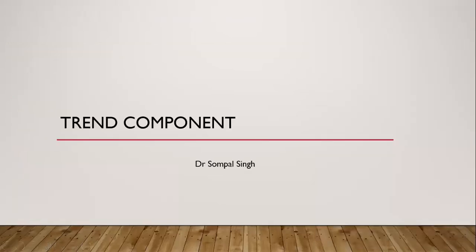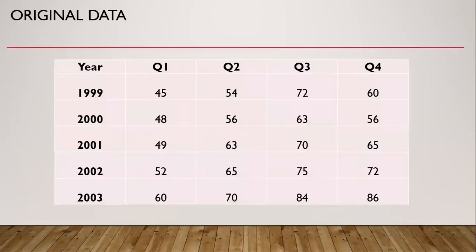Let us see how to calculate the trend component. This is our data. These are years and these are quarters. So this is the first quarter of 1999. This is the second quarter of 1999. This is the third quarter of 1999. This is the fourth quarter of 1999, and this is the first quarter of year 2000. So the quarter previous to the first quarter of 2000 is quarter 4 of 1999.